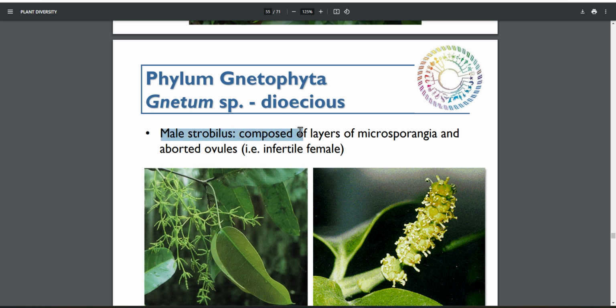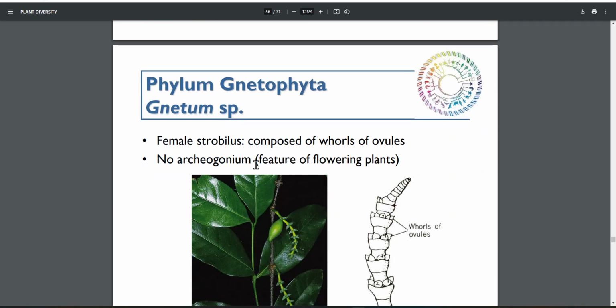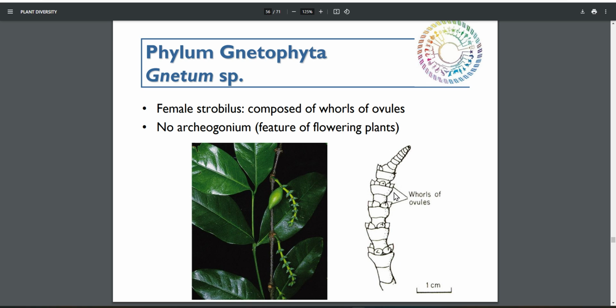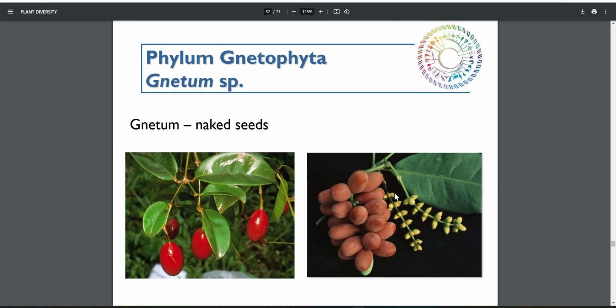And the males have a strobilus comprised of layers of microsporangia and aborted ovules. I'm not sure where the aborted ovules are, but these are the microsporangia. For the females, you have whorls of ovules, so one circle is one set of ovules. They do not have archegonia, which is a feature of flowering plants. And Gnetum has naked seeds.